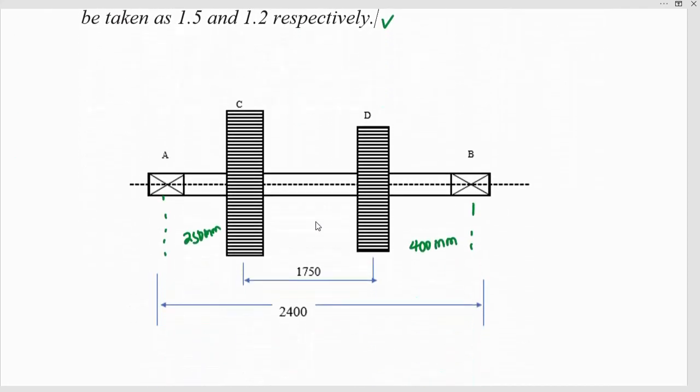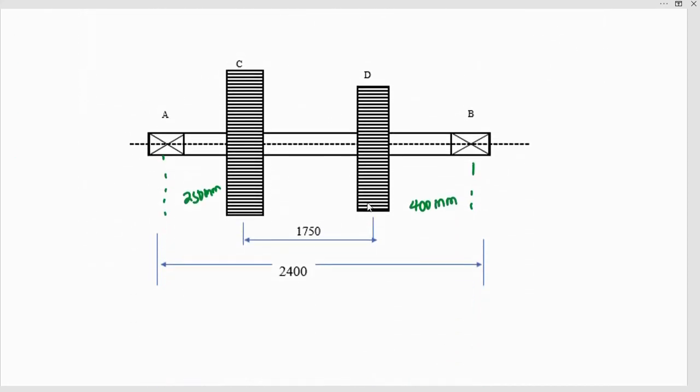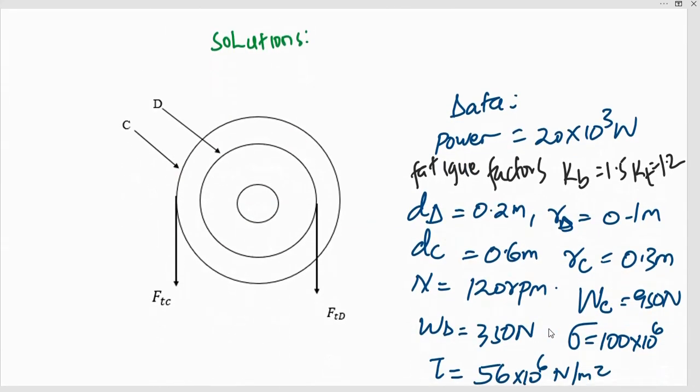Okay, so this is the diagram of the scenario that is given to us. This is the shaft. These are gears supported on this shaft by a key, and these are bearings A and B. Then the distance is given between A and C. C and D and B are also indicated. Then between C and D is also indicated. Between A and B is also indicated. Let's look at the solution to this problem.